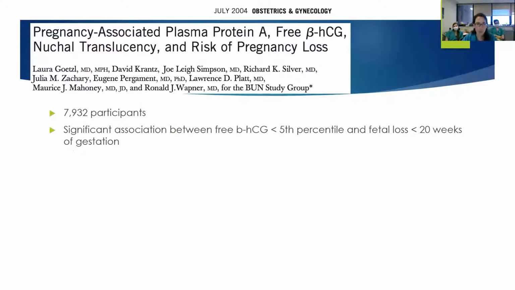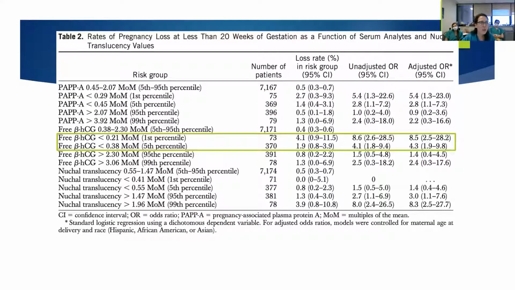This study from the BUN group that I mentioned before, 7,900 participants, also showed a significant association between HCG less than the 5th percentile and fetal loss less than 20 weeks. This table I showed before, but now we're going to focus on the HCG less than the 5th percentile. It is significantly associated with pregnancy loss less than 20 weeks.